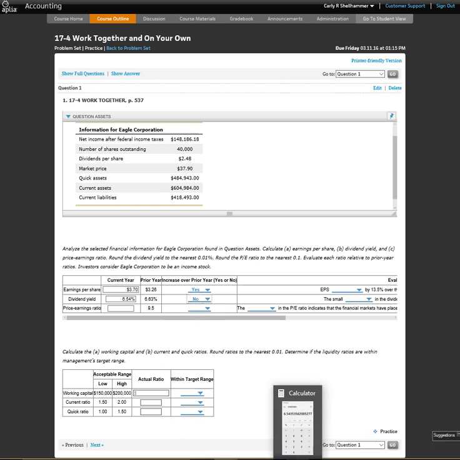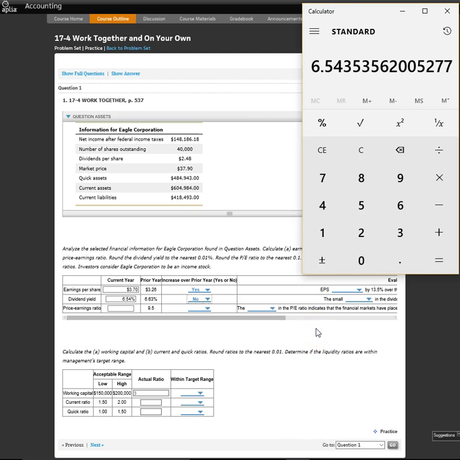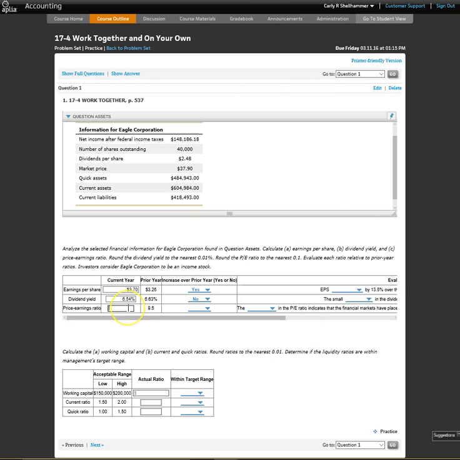And then price earnings ratio, that is the market price per share, divide by earnings per share. So market price, $37.90, divide by your earnings per share, which we just calculated. And you get 10.2. Prior year was 9.5, so yes, that is an increase.